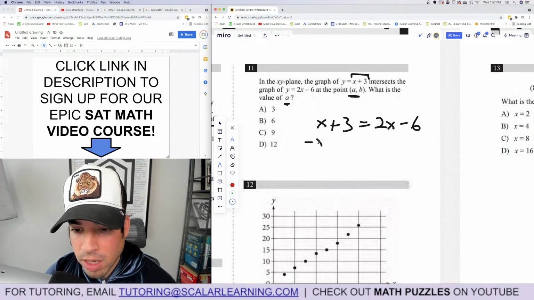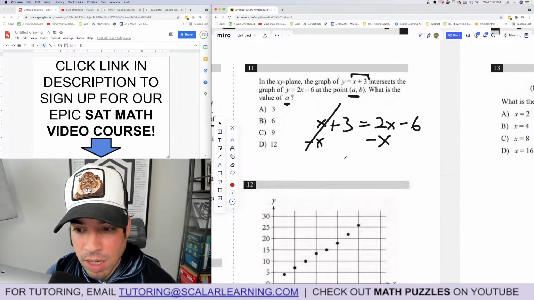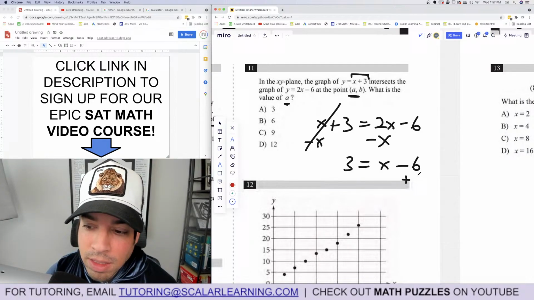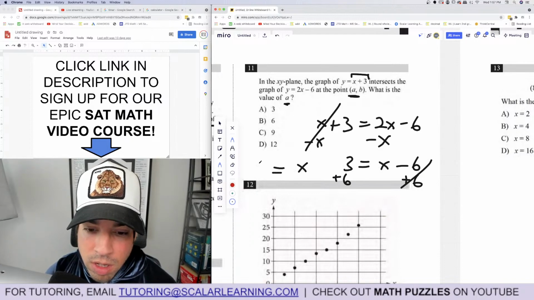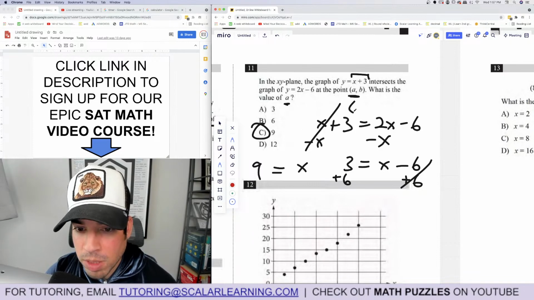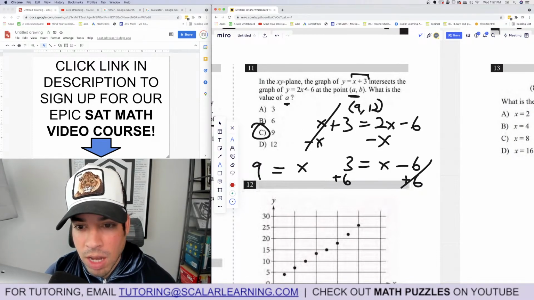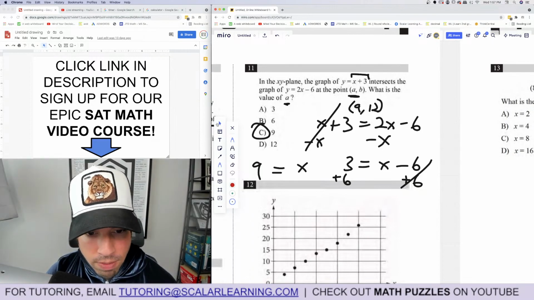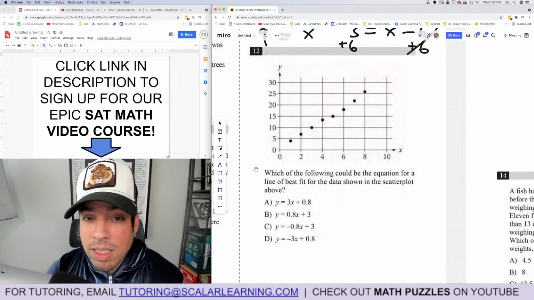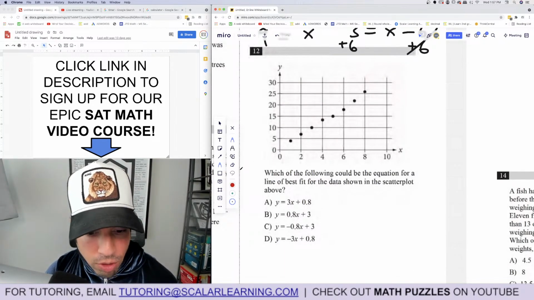I'm going to subtract x from both sides to keep the x's positive. 3 equals 2x minus x, which is x. I'm going to add 6, and x equals 9. I'm just going to double check. So then for 9, the y would be 12, so it'd be 9, 12 for that one. Let's double check if it works here. 9 times 2 is 18, minus 6 is 12. Verified, done. The verification takes 10 seconds, maybe 15 seconds. Why not do it and feel confident, right?